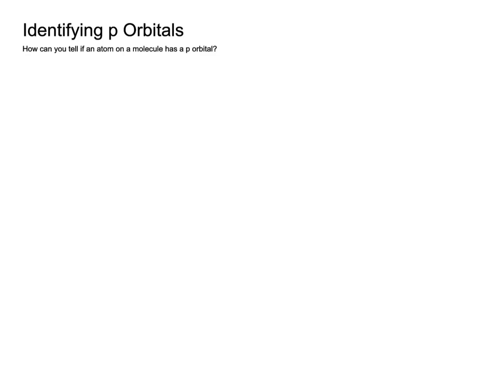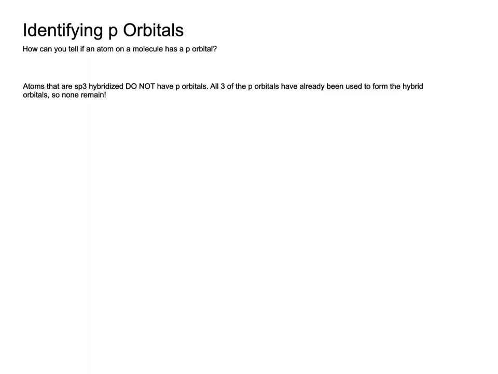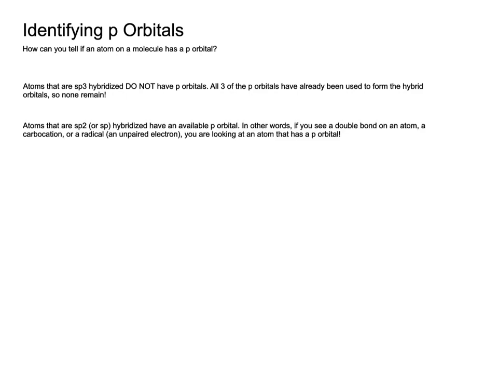Now the important part becomes being able to identify p orbitals. So how can you tell if an atom on a molecule has a p orbital? Well, first, atoms that are sp3 hybridized do not have p orbitals. That's because all three of the p orbitals have already been used to form the hybrid orbitals, so no p orbitals remain. Atoms that are sp2 or sp hybridized do have available p orbitals.